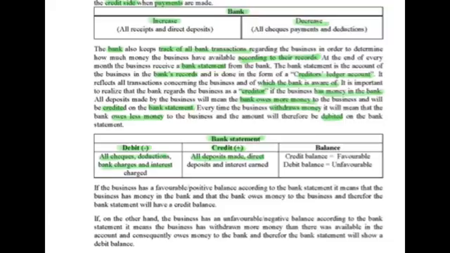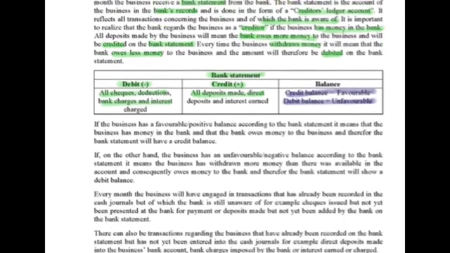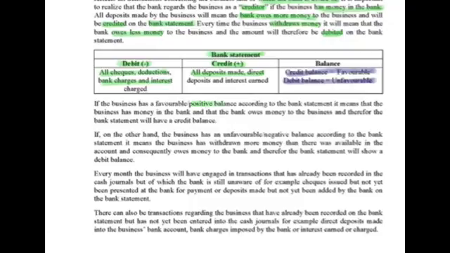Now, 2 very important things. If it's a credit balance in the bank statement, it means it's favorable, and a debit balance would mean it's unfavorable. If the business has a favorable, positive balance according to the bank statement, it means that the business has money in the bank and that the bank owes money to the business, and therefore the bank statement has a credit balance. If, on the other hand, the business has an unfavorable or negative balance according to the bank statement, it means that the business has withdrawn more money than there was available in the account and subsequently owes money to the bank, and therefore the bank statement will show a debit balance.